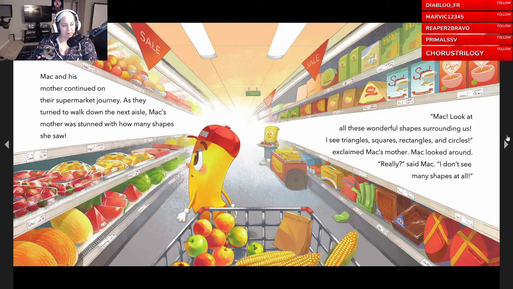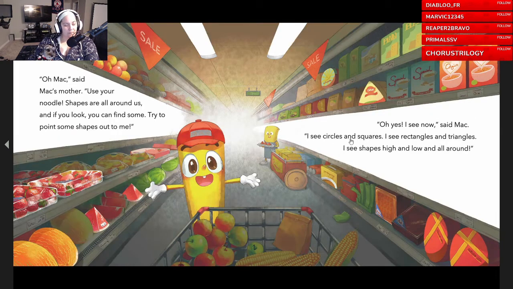Mac and his mother continued on their supermarket journey. As they turned to walk down the next aisle, Mac's mother was stunned with how many shapes she saw. Mac, look at all these wonderful shapes surrounding us. I see triangles, squares, rectangles, and circles, exclaimed his mother. Mac looked around. Really? Said Mac. I don't see that many shapes at all. Oh, Mac. Use your noodle. Shapes are all around us, and if you look, you could find some. Try to point some shapes out to me. Oh yes, I see now. I see circles and squares. I see rectangles and triangles. I see shapes high and low and all around.